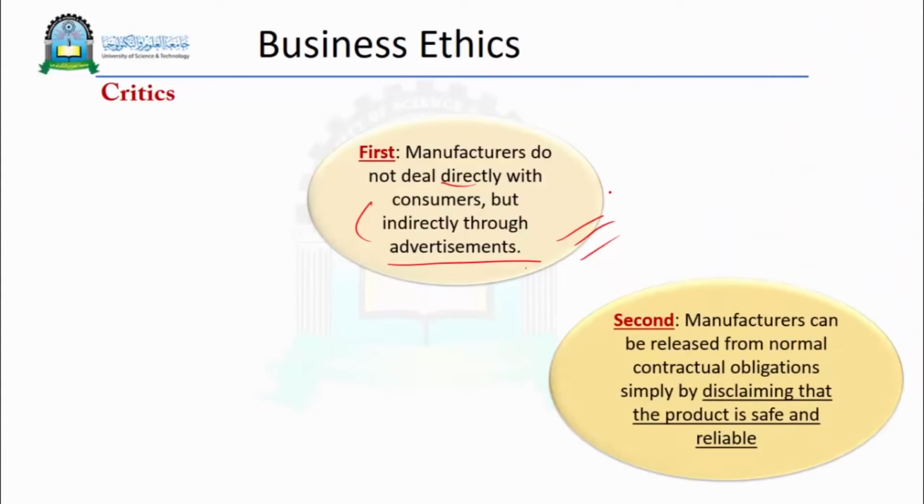Second, manufacturers can be released from normal contractual obligations by having disclaimers on their products. So when they disclaim that their product is safe and reliable, by this they can be waived from these kinds of obligations. And this can be found on products like, for example, tobacco manufacturing industries, where they have some notes clarifying that our products are not safe and they may cause health problems. This kind of disclaimer, according to critics, can help companies be released from normal contractual obligations.